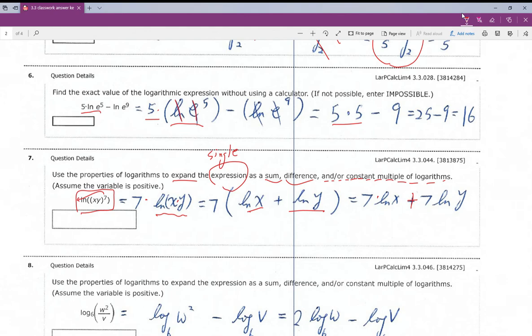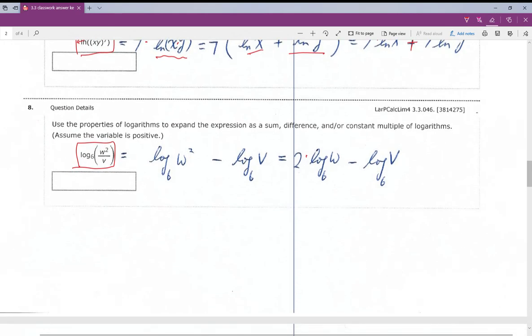And number 8, same thing. They give you one single expression, and you try to separate this one single expression to multiplication and subtraction. Why subtraction? Because we have division. So first, because that's division, you change it to subtraction. When you change it to subtraction, then you have 2 separate logs. Keep the same base, 6. And these 2 you may bring down to become coefficient. So you have 2 times.